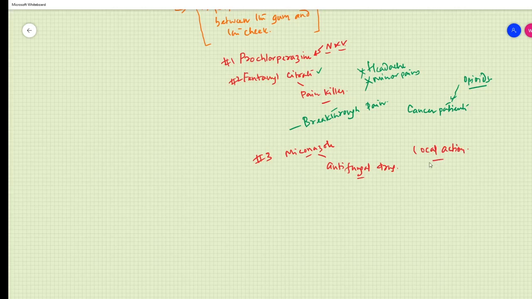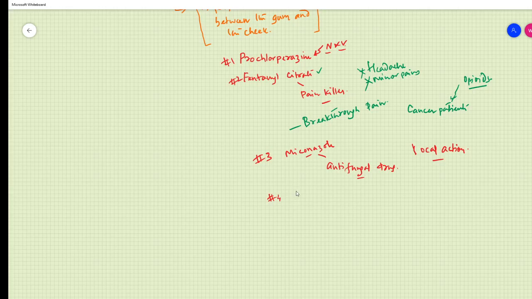Suppose the patient has got a candida infection, a fungal infection in the mouth. Then this drug would be given as a buccal tablet. What will happen? This buccal tablet will slowly release the miconazole into the mouth, and that will act on the fungally infested tissue and kill them. That's the mechanism of action of this drug and the rationale behind giving it as a buccal tablet.